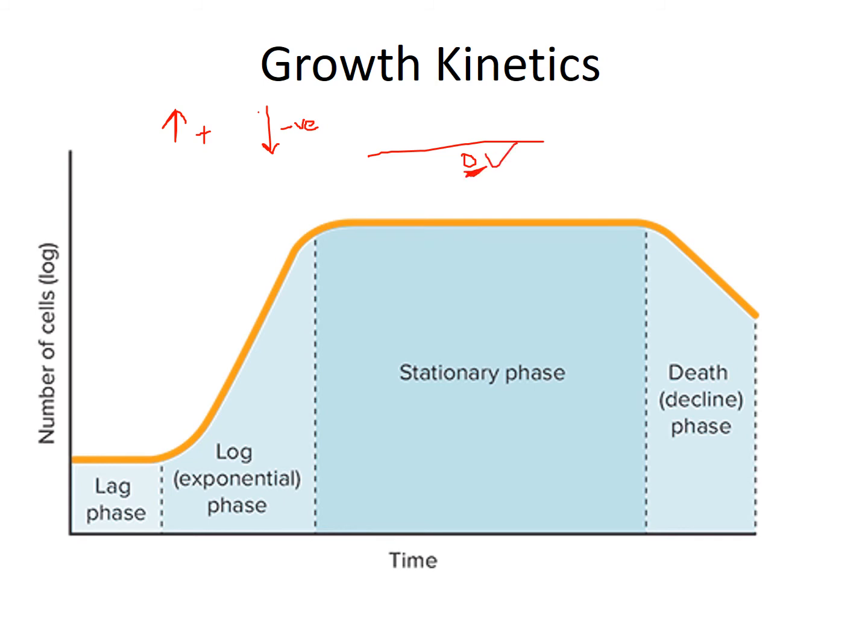If you look at this growth curve, basically there are 4 phases in it. The first one is the lag phase, the second one is the log phase or exponential phase, the third one is the stationary phase, and the fourth one is the death phase. Now we will see one by one what significance these phases have.